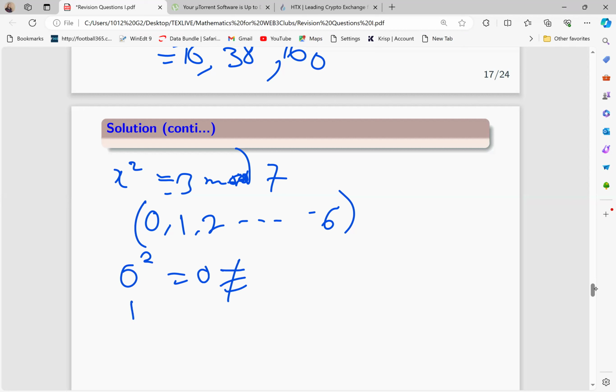So next we'll go to 1. 1 squared is equal to 1. 1 is still not congruent to 3 mod 7. So that one won't work. We go to 2 now. 2 squared will be 4. 4, if we divide 4 by 7, we get 3.